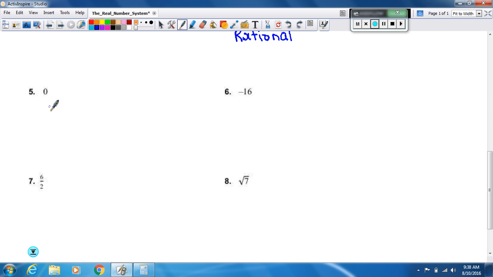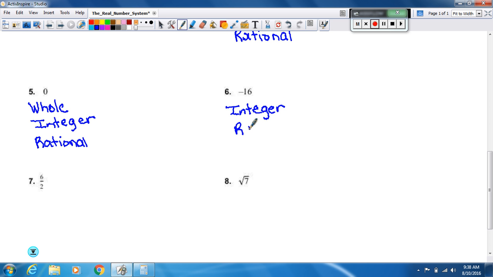Zero: you do not count with 0, so it is not a natural number. It is a whole number. It is found on the number line as an integer. And it ends, so it's rational. -16: you don't count with negative numbers. It's not a whole number because those are counting numbers with 0. It is an integer because those are allowed to be negative. And it ends, so it's rational.